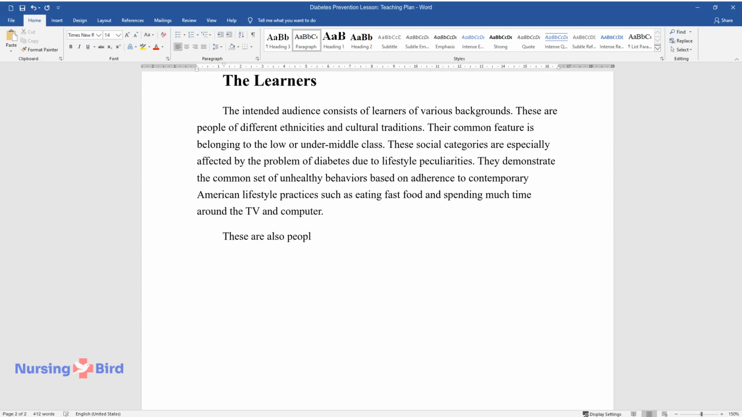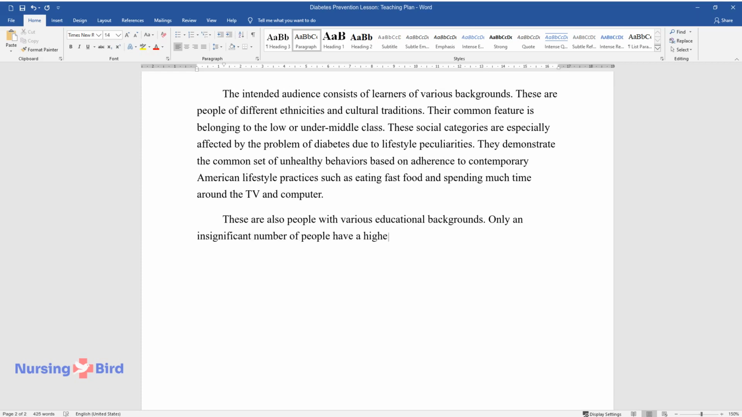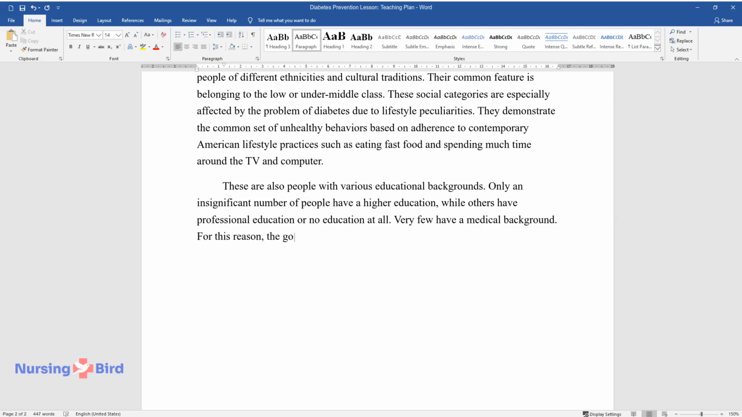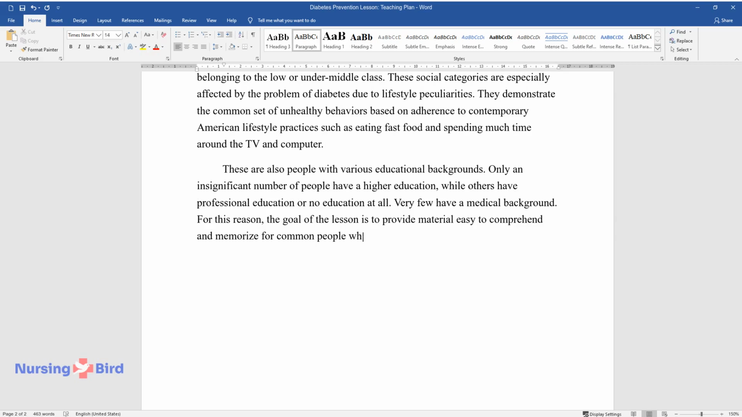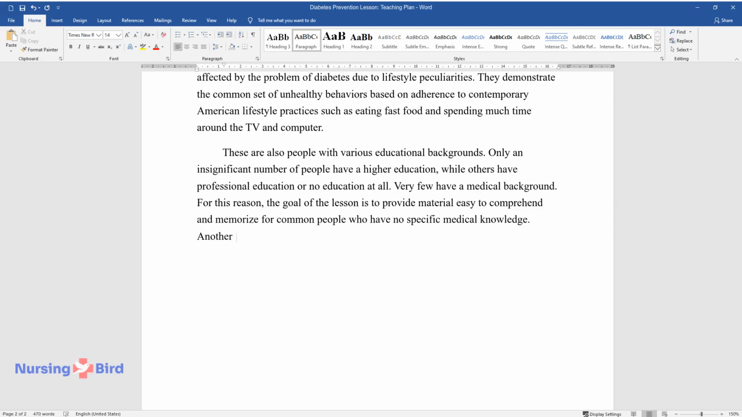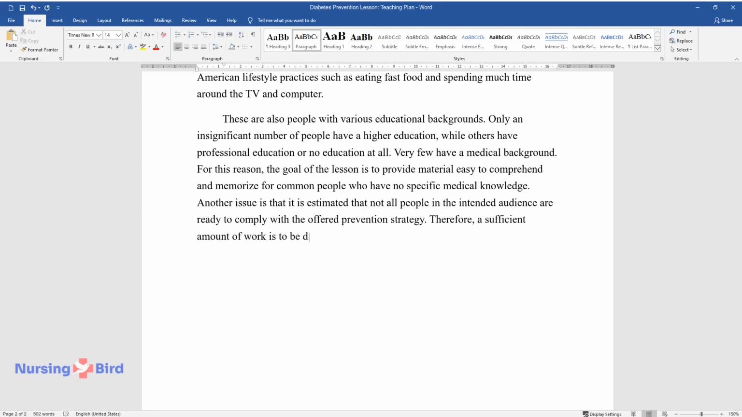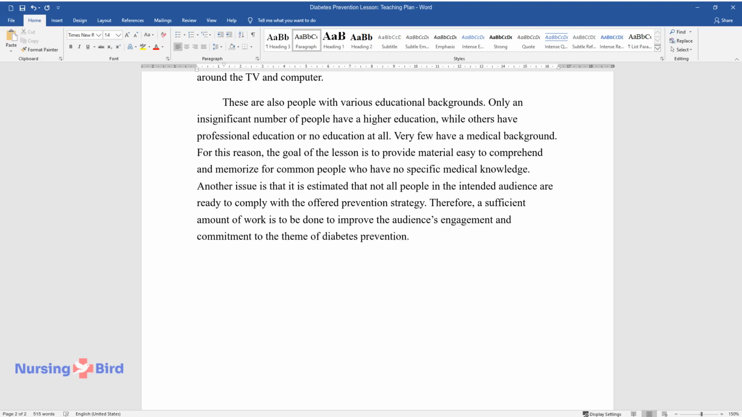These are also people with various educational backgrounds. Only an insignificant number of people have a higher education, while others have professional education or no education at all. Very few have a medical background. For this reason, the goal of the lesson is to provide material easy to comprehend and memorize for common people who have no specific medical knowledge. Another issue is that it is estimated that not all people in the intended audience are ready to comply with the offered prevention strategy. Therefore, a sufficient amount of work is to be done to improve the audience's engagement and commitment to the theme of diabetes prevention.